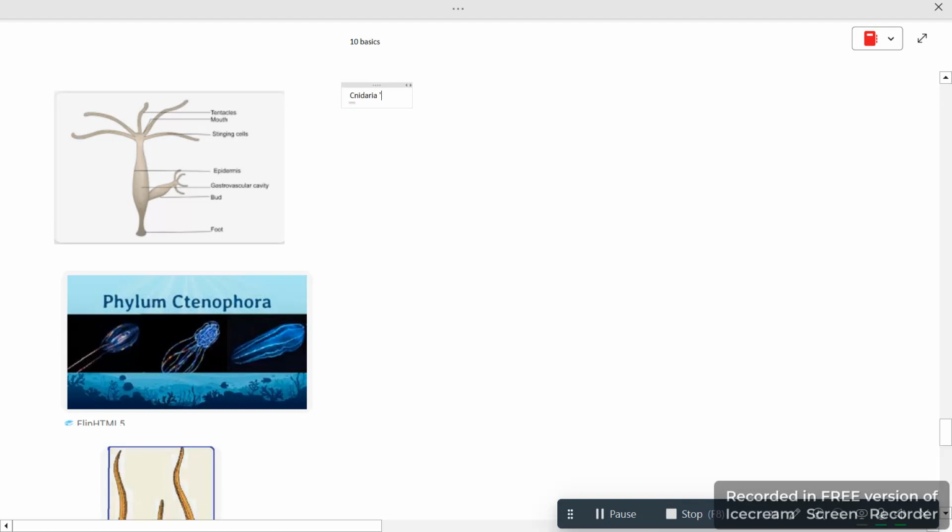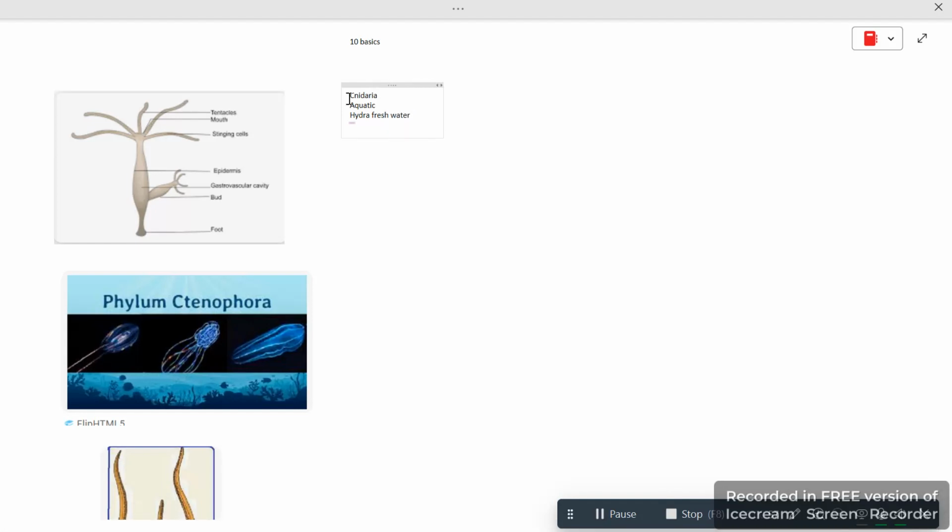So what exactly does this phylum have? In this phylum they all live in water, that could be fresh water and marine water. Aquatic has two types, fresh water and marine water. The example given is the hydra. This means hydra lives in fresh water.